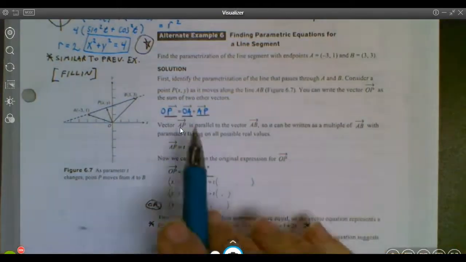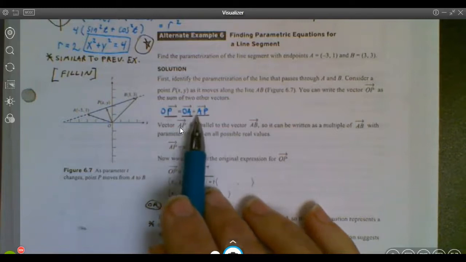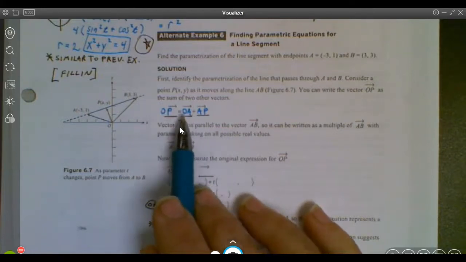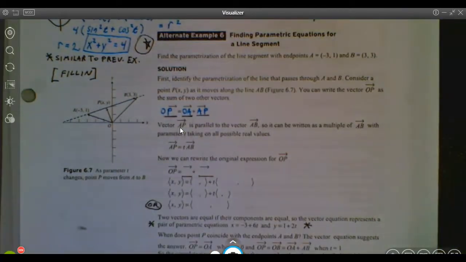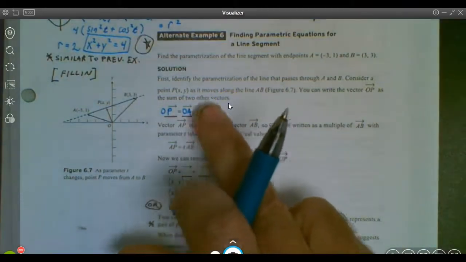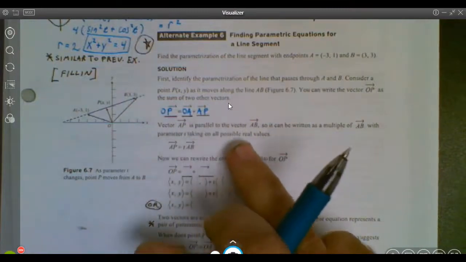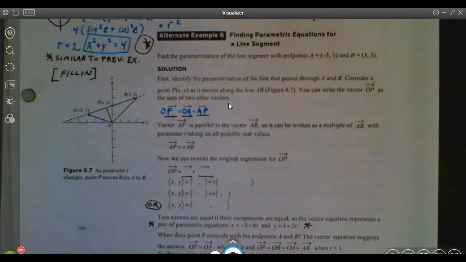And again, we've already talked about how to add those two vectors together, knowing that they have that common middle piece, telling us that we're starting at O and ending at P. So now we're looking for a way to identify vector AP. We know that vector AP is parallel to AB. In other words, it's going the same direction as AB. However, it is simply a scalar multiple of AB, so it is either shorter or longer.